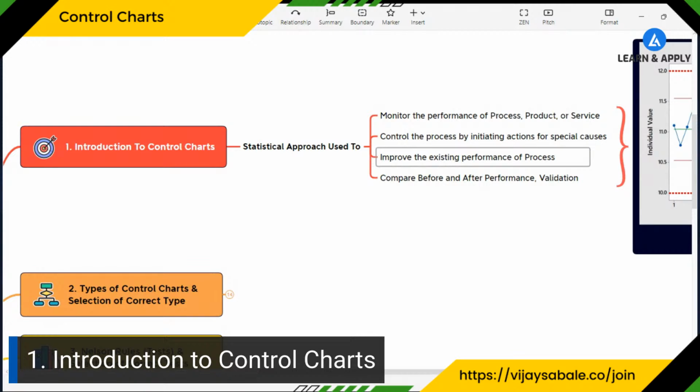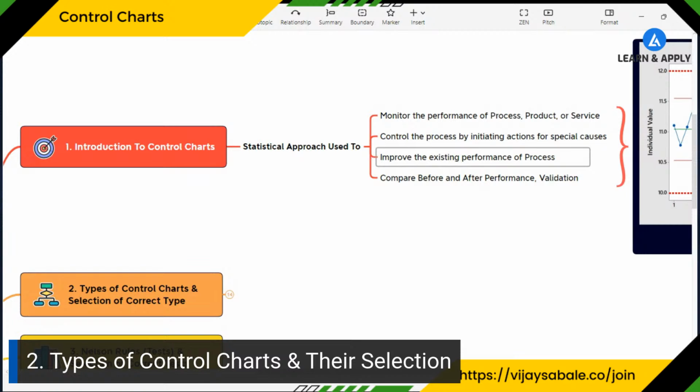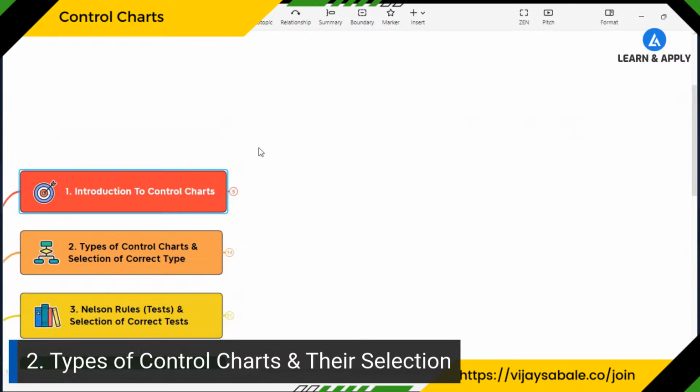Great, thank you. So once we have looked at what a control chart is and the importance of it, now let's go into detail to understand the various types of control charts and how we can select the correct control chart type based on our data or our application. So I'm going into the detail of it. Please be attentive. It's a very important topic.